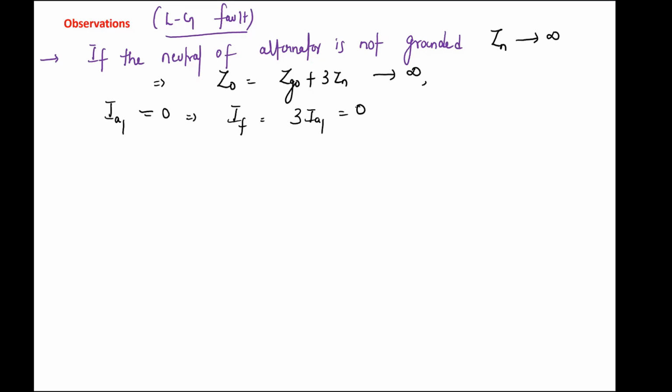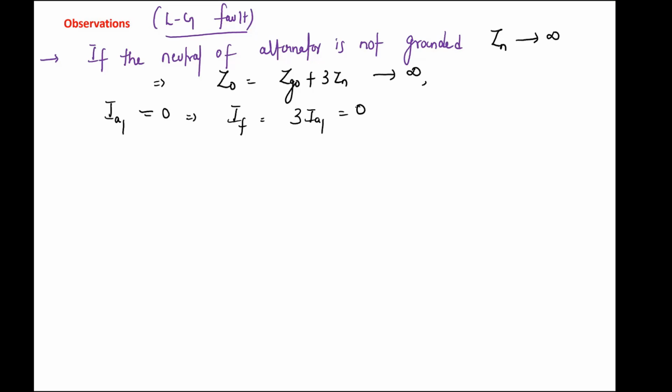Many people may think, sir, this is an advantage. What is the problem? If I don't ground the neutral of the alternator, even though there is an LG fault in any one of the conductors, either R phase or Y phase or B phase, the fault current is 0. What is the problem here? The problem is, if you don't ground the neutral, then the voltage of the other two phases will increase. And how will you detect the fault? Physically, you have to go and see that somewhere it is grounded. Otherwise, you cannot detect that there is a fault. Understand?